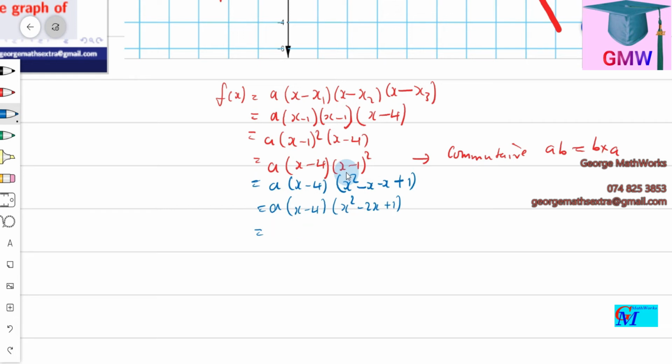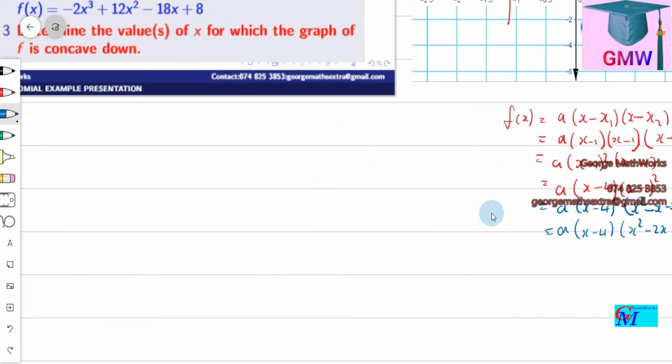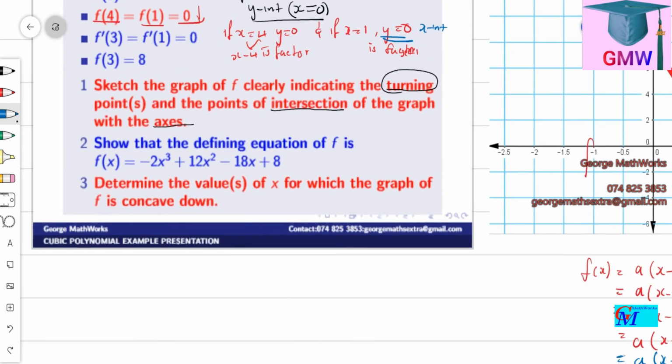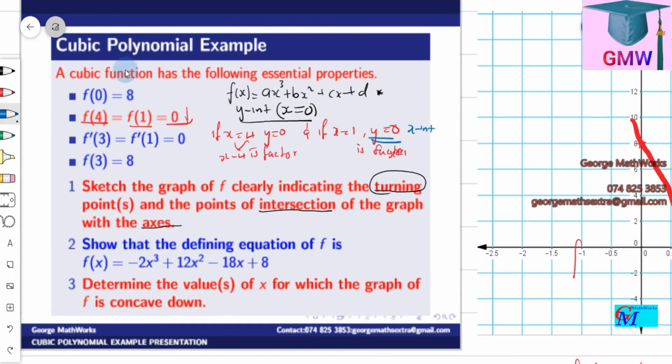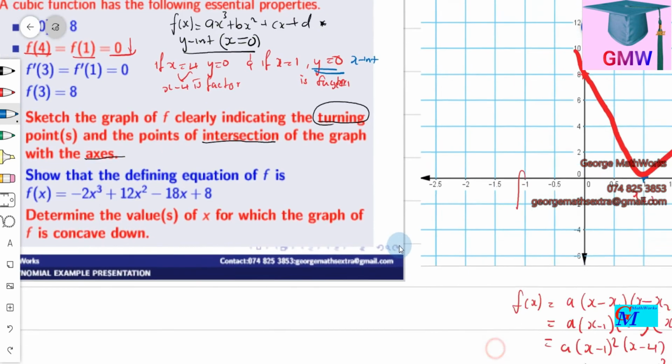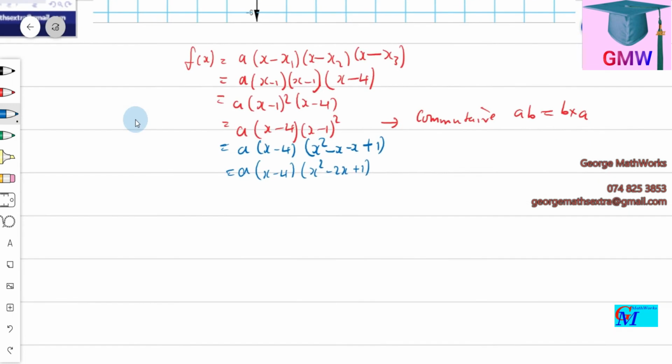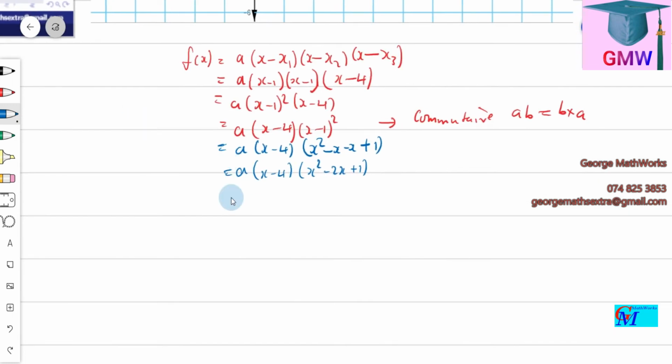We are now given also a point there. They gave us another point. They said that when x is 3, or we can use this one, if x is 0, my value of y is equals to 8. So I can use this point here to find the value of a before I go further with the expansion there. I can even find a at this point. Now, we are given that. We are given this point here. When x is 0, y is equals to 8.